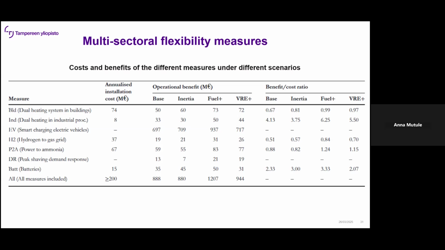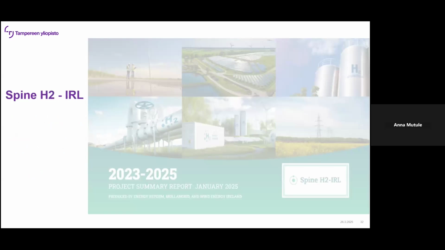Technologies like electric vehicle charging, demand response, and heat pumps consistently show higher returns, especially in the high variable renewable sources and inertia sensitive scenarios. This analysis highlights which flexibility options offer the most value under different system conditions, which is crucial for guiding smart investment decisions for the country, for instance.